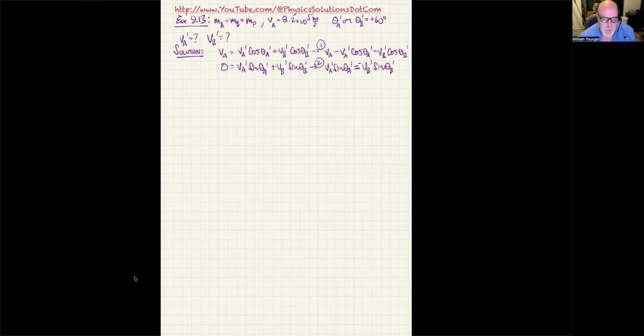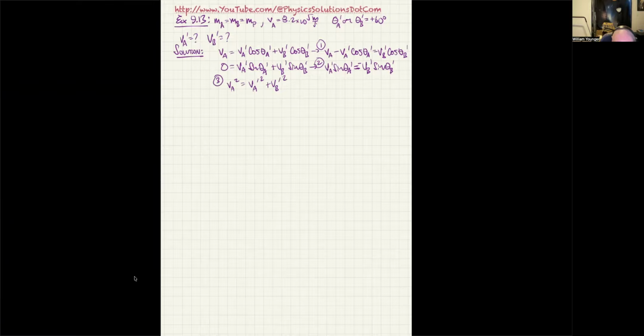And now I'm going to use conservation of kinetic energy: 1/2 ma va squared is equal to 1/2 ma va prime squared plus 1/2 mb vb prime squared. But ma is equal to mb, so I can get rid of the masses, and the 1/2 I can get rid of by multiplying by 2. So ultimately, all I have is va squared is equal to va prime squared plus vb prime squared. So that's going to be equation 3.